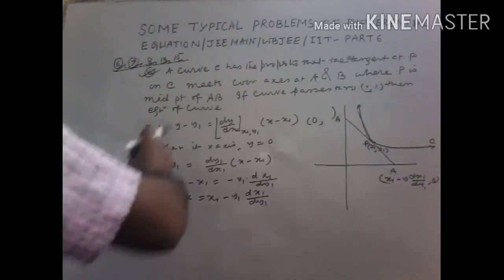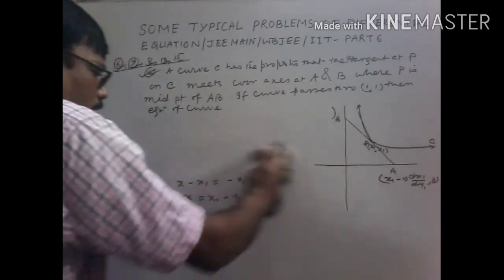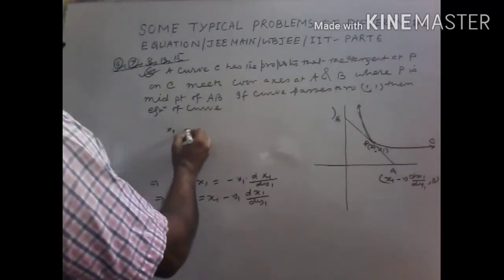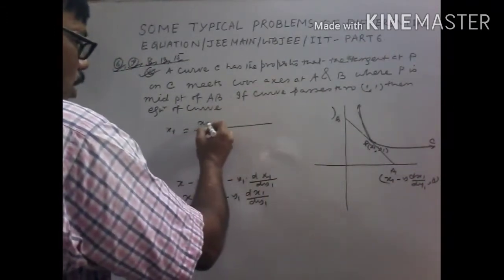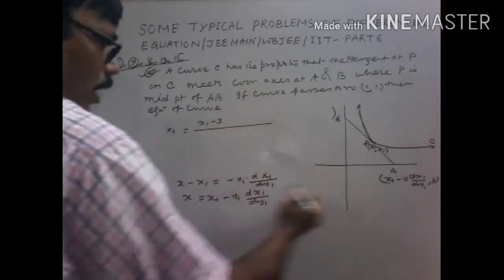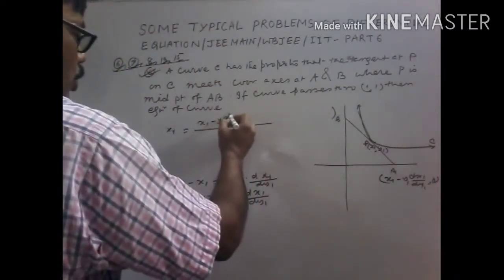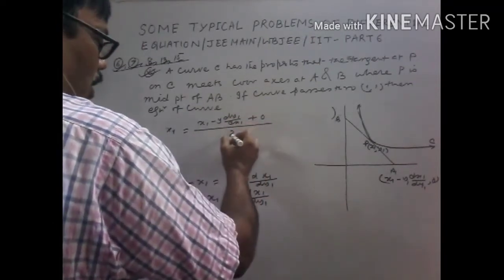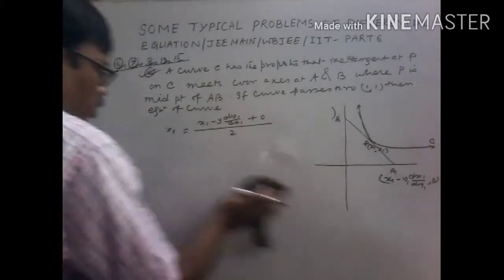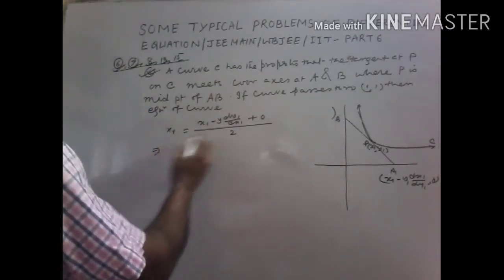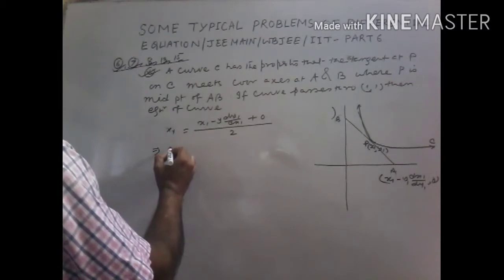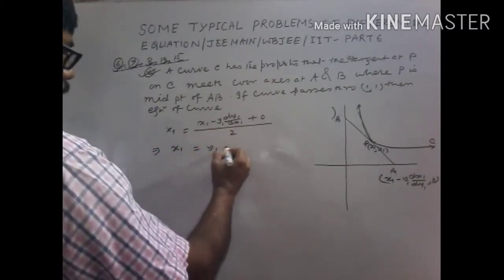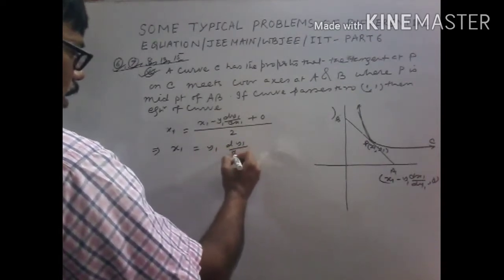So what is our given condition? Since P is the midpoint, x1 equals (x1 minus y1 into dx1 by dy1 plus 0) by 2. So if we calculate, this is 2x1 and this is x1. So x1 equals, obviously, y1 into dx1 by dy1.